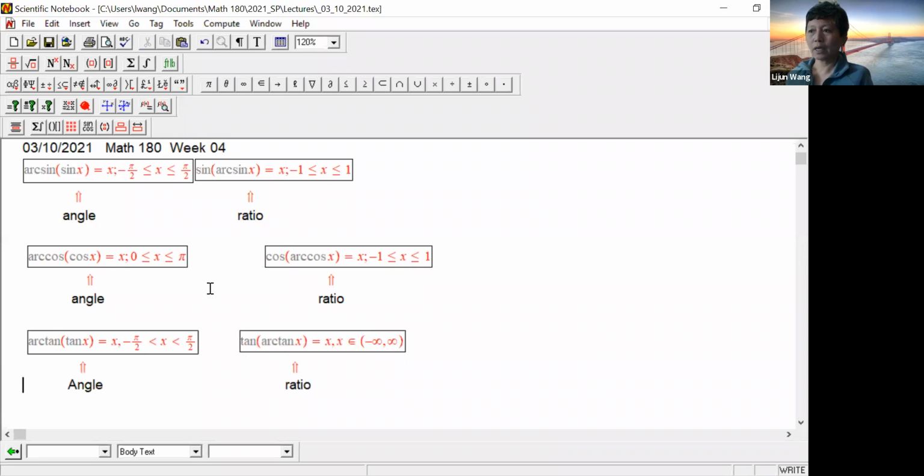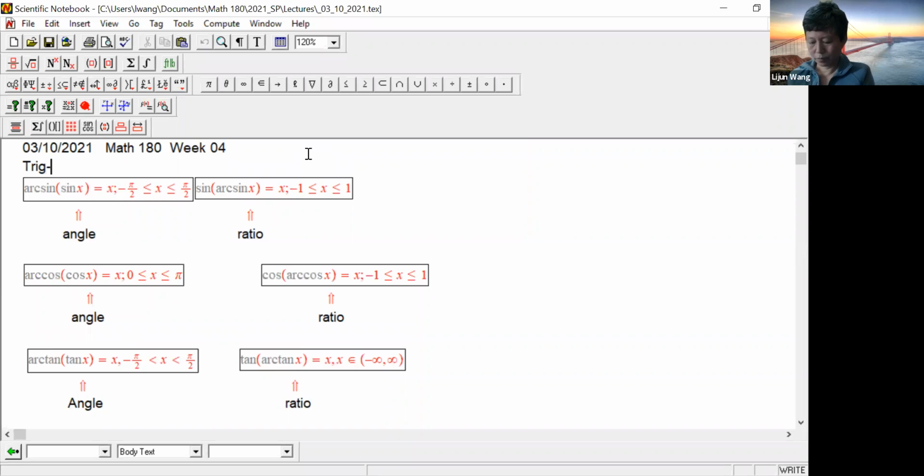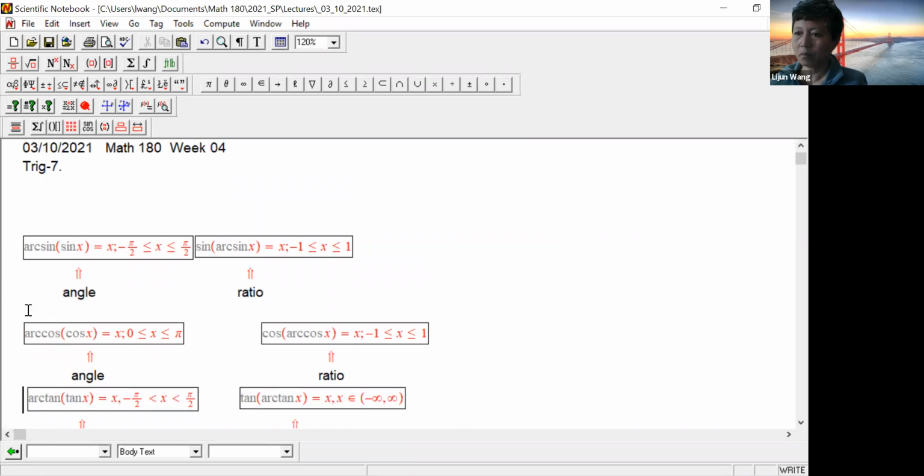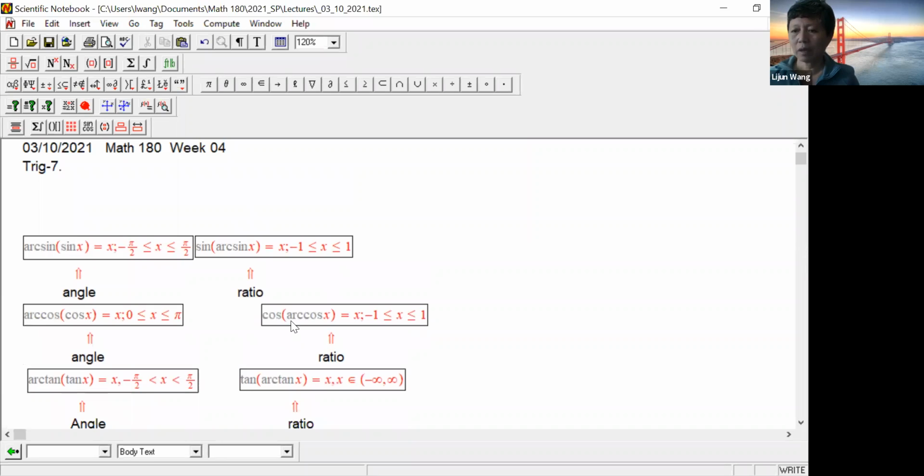Okay, so we're going to take these properties, I'm going to practice trig 7. Let's look at trig 7. If you have taken trigonometry class, I'm sure all of you have, these sections were all covered.